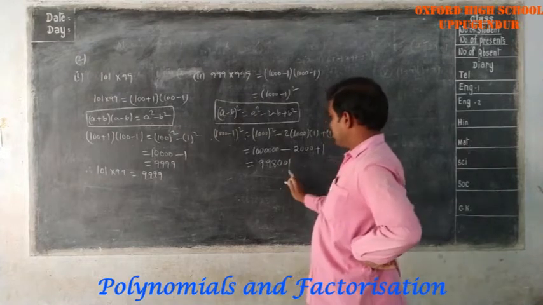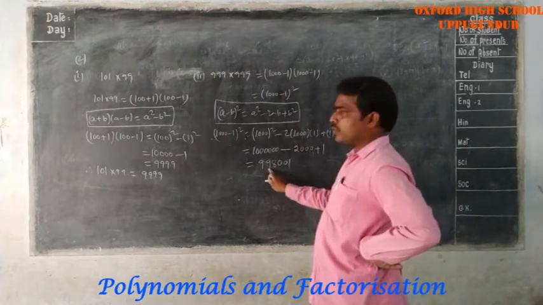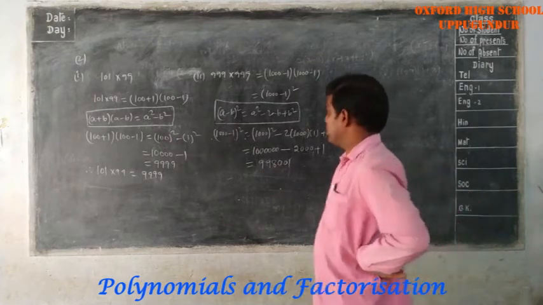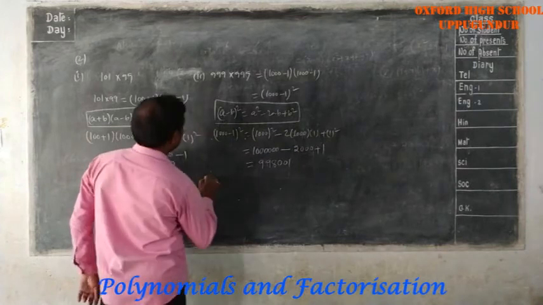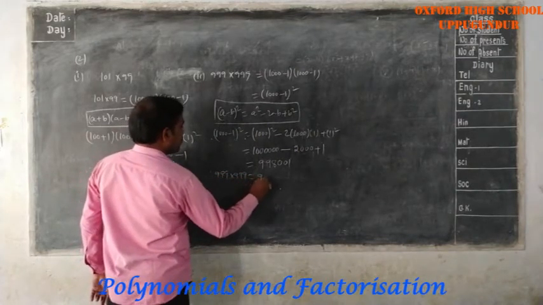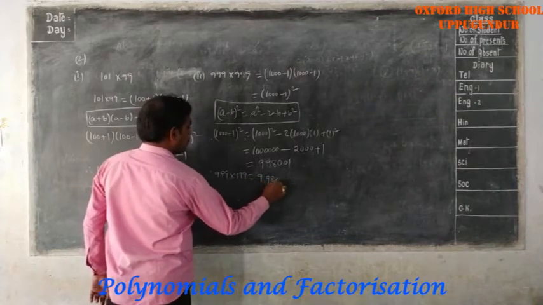Ones, tens, hundreds, thousands, 10,000, lakhs. 9 lakhs 98,000 and 1. So therefore 999 into 999 equals 9 lakhs 98,000 and 1.